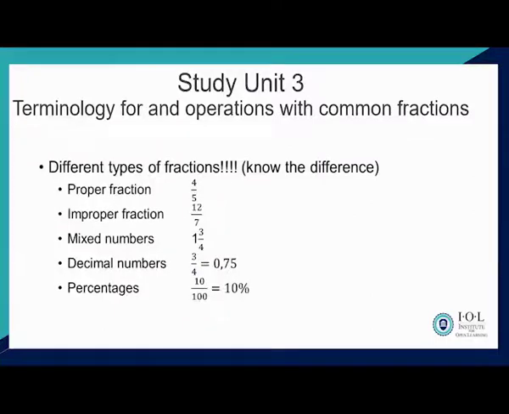Different types of fractions. A proper fraction, for example, 4 over 5. An improper fraction is where the numerator is higher than the denominator, like 12 over 7. A mixed number is where there's a fraction with a whole number in front. A decimal number, for example, 3/4 is 0.75 because it's 75% of 100. Percentages: 10 over 100 is 10%. 30 over 100 is 30%. 300 over 1,000 is also 30%.